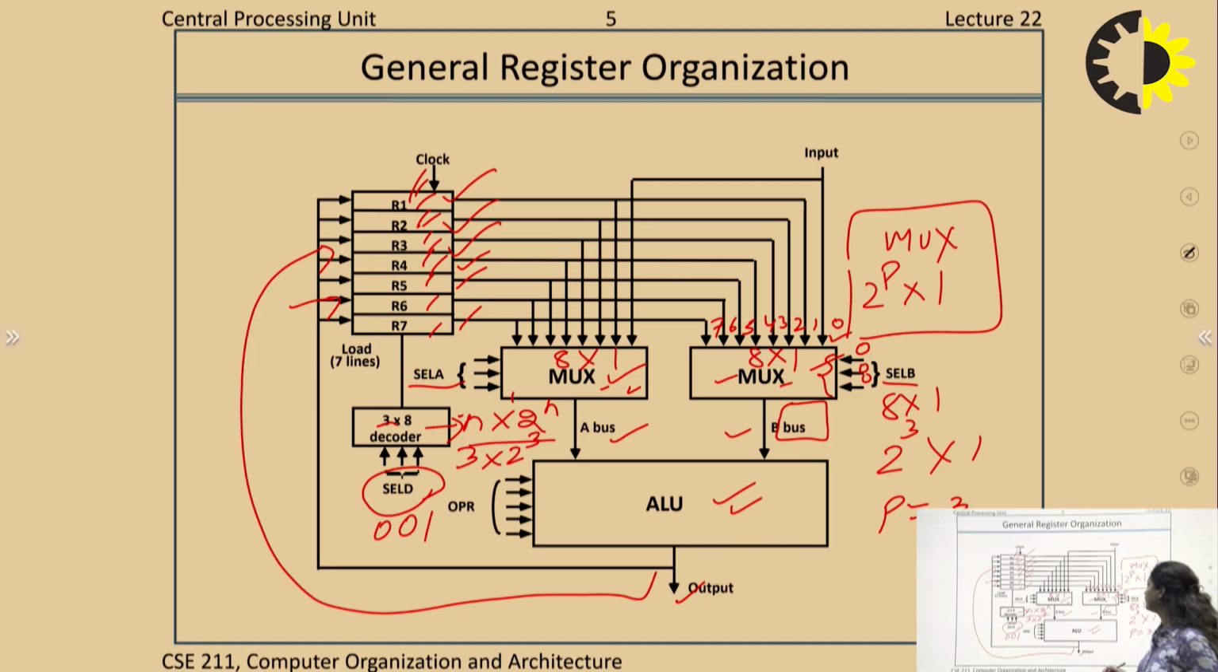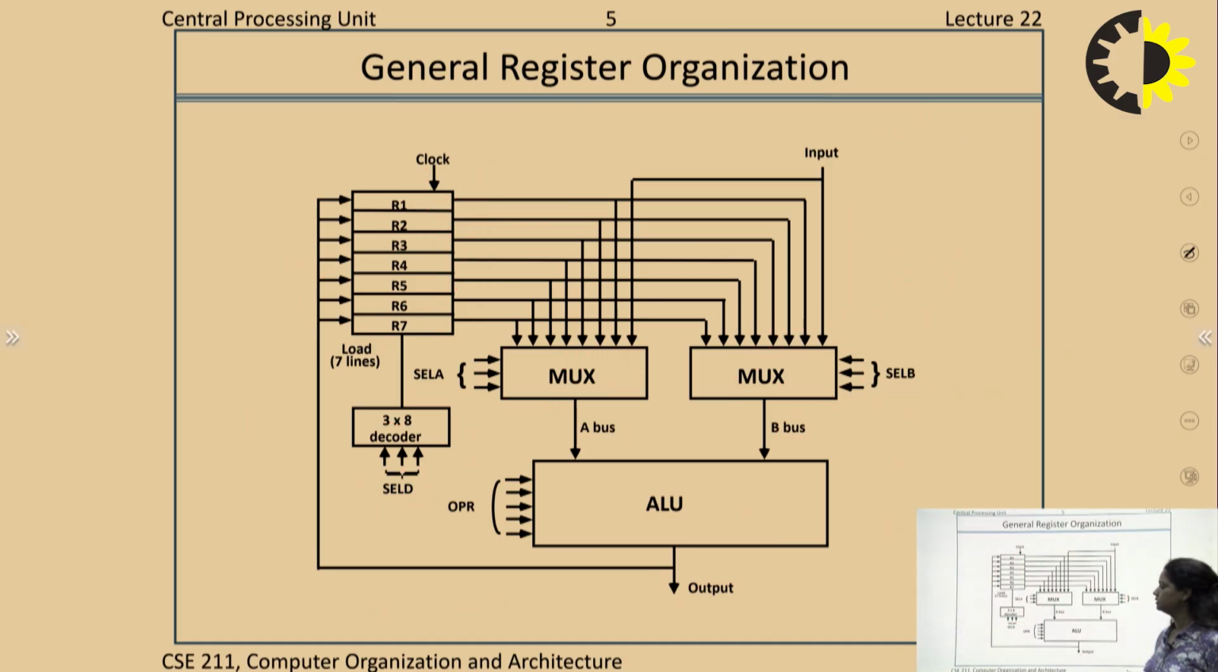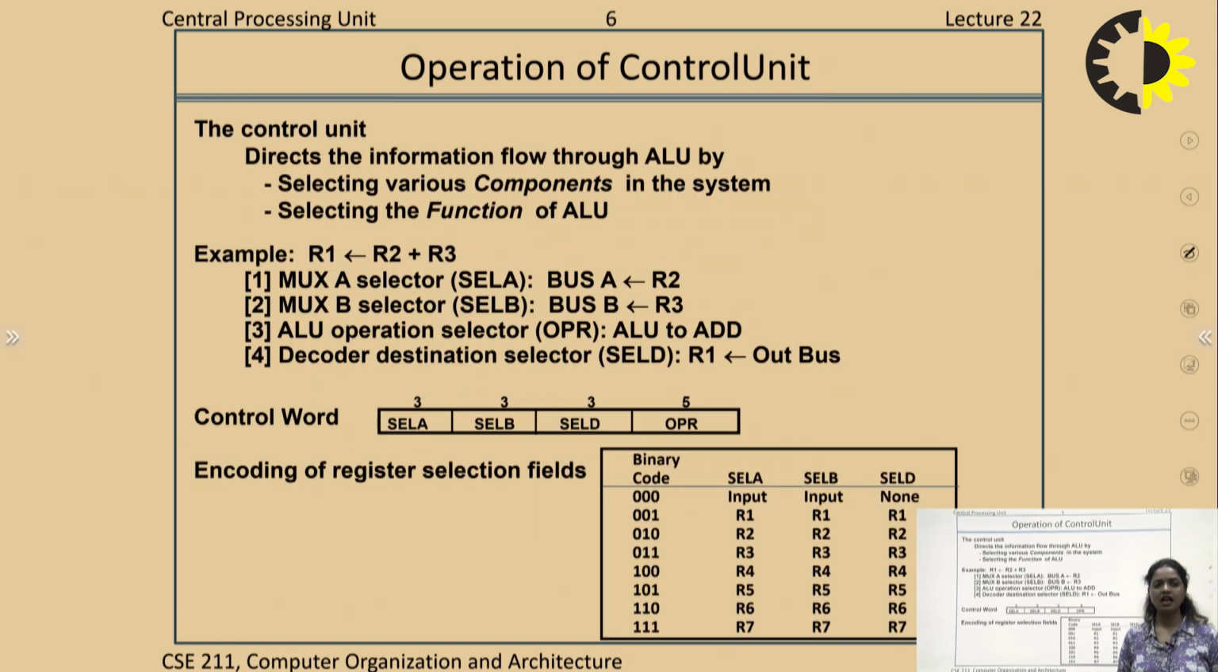Here we have one more input, that is from an external source, we can say the CPU, at 000 location. So we have only 7 registers over here. Now have a look at how we can perform a simple operation on this general register organization using the multiplexer and ALU. Let us have a look at the example. Suppose we have to perform the addition of 2 operands which are residing in register R2 and register R3, and the result of this addition is stored in register R1.